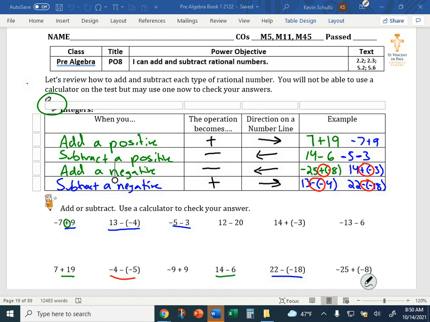So once you get that part down, solving addition and subtraction expressions such as these becomes a matter of 3 things. Number 1, where do I start? Number 2, which direction do I go? Number 3, how far? That's basically it.